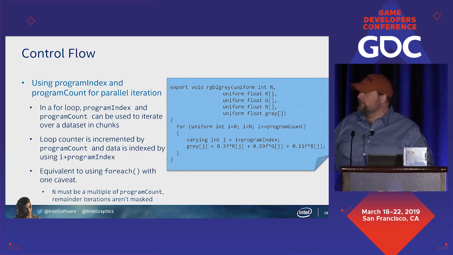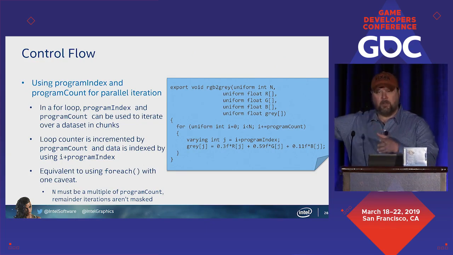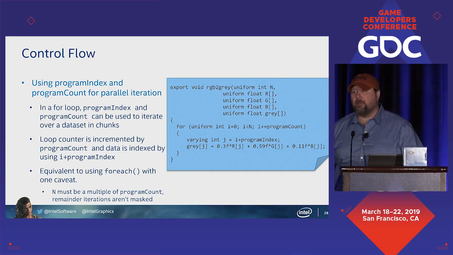It's pretty much equivalent to using foreach with one caveat. The n must be a multiple of program count. So there's no masking going on here for remainder iterations of your loop. You have to assert on your input data that n is a multiple of program count.